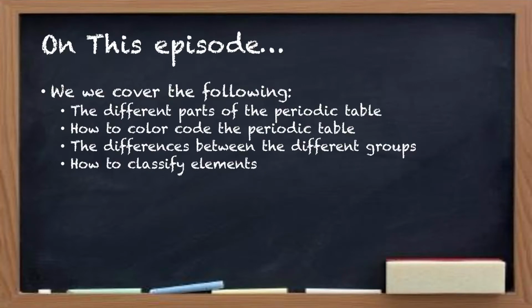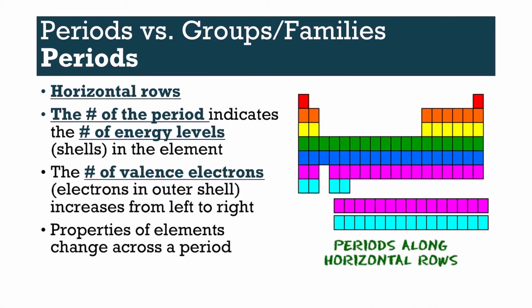So in today's video, we're going to talk about the different parts of the periodic table. We're going to color code this, talk about the differences between the different groups, and how to classify elements.